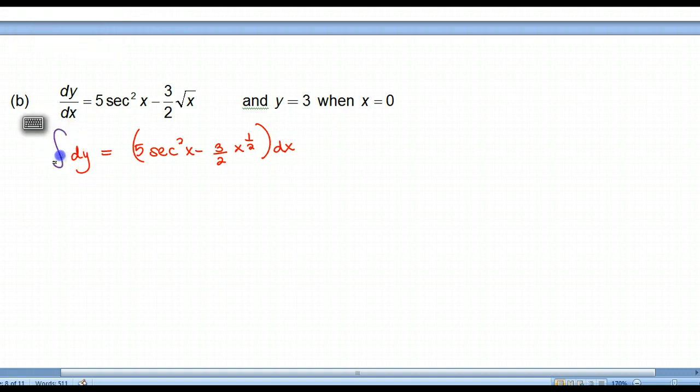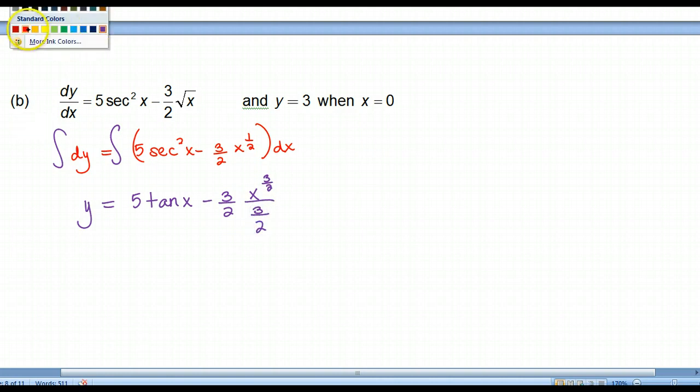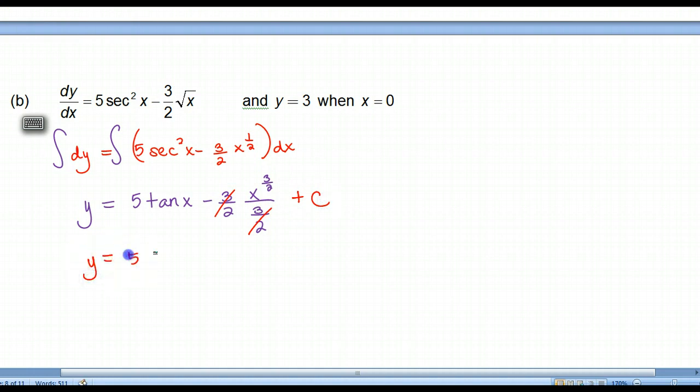So when I take the antiderivative, 5 tan x. Okay, the 5, remember the coefficient for the 5 just stays with the tangent. Now this becomes x to the 3 halves over 3 halves. So what happens to the 3 halves? Well, the 3 halves are going to cancel. So right here, these two are going to cancel. So I have 5 tangent x minus x to the 3 halves.